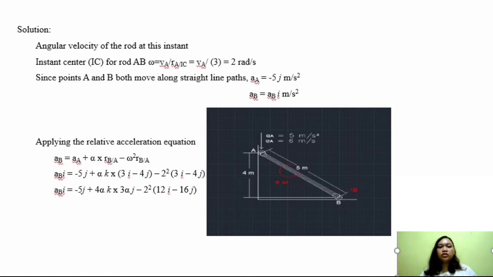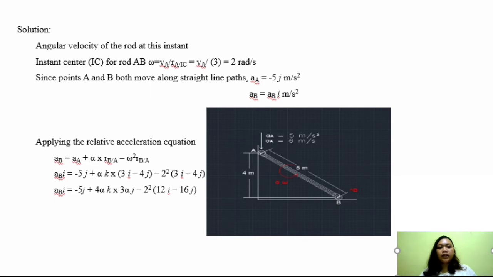Since points A and B both move along straight line paths, we can assume that the acceleration of point A is equal to negative 5j meters per second squared, while the acceleration of point B is equal to a sub B i meters per second squared. Applying the relative acceleration equation, the acceleration of point B, a sub B, is equal to the acceleration of point A, a sub A, plus the angular acceleration multiplied by the position vector of B relative to A, denoted by r sub B with respect to A, minus the angular velocity squared multiplied by the position vector of B relative to A.